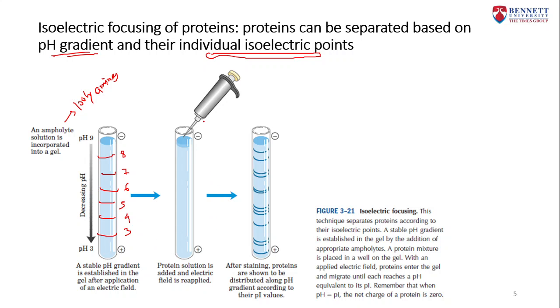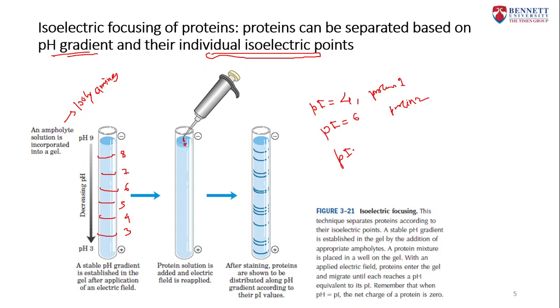So next, you add a protein solution to this. This is your protein solution being added. And then you start the electric field. So let's say you have a protein which has an isoelectric point of 4, that is your protein 1. Another protein which has an isoelectric point of 6, that is your protein 2.